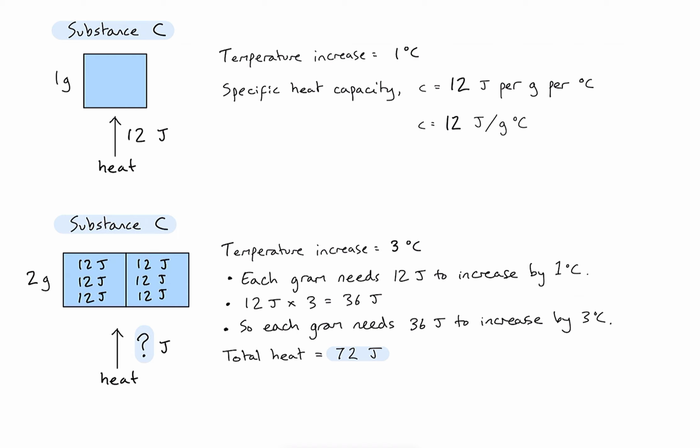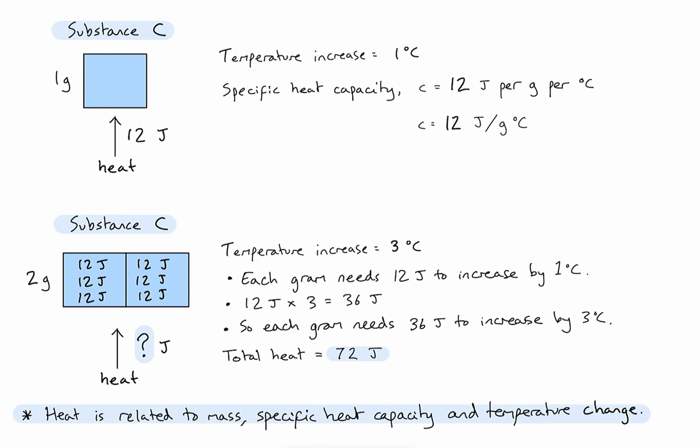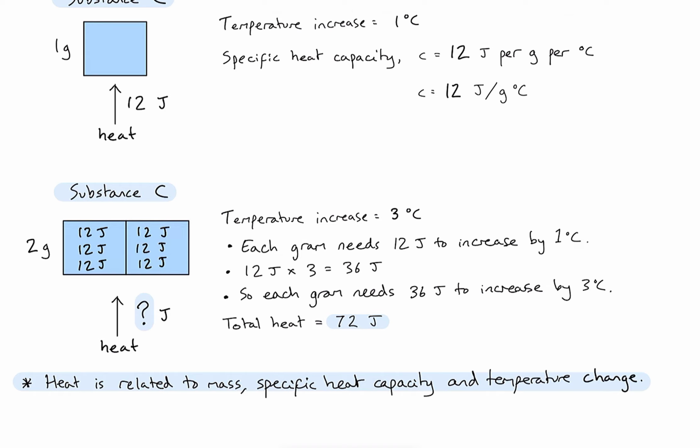So I need to transfer 72 joules of energy to my 2 grams of substance in order to gain a 3 degree temperature increase. So in this example, we can clearly see the heat, or the energy required to be transferred to my substance, is related to mass, the specific heat capacity, and the temperature change. Okay, let's see if we can try and tie this understanding together to write a formula related to specific heat capacity.